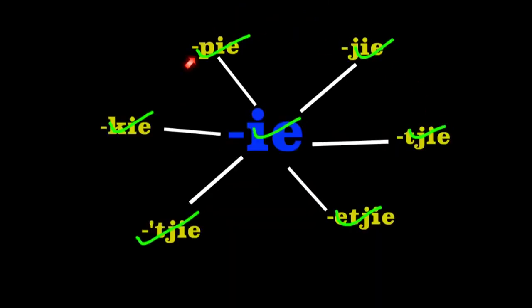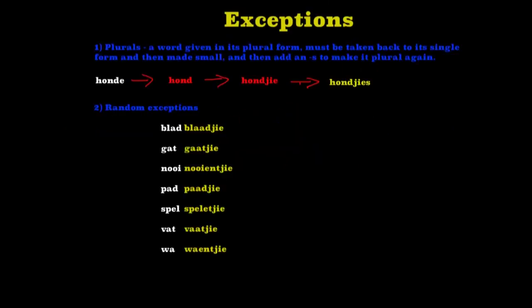So now we've covered all of the versions of IE that can be added to a word to make it small. That of course brings us to all the exceptions. And the first exception, the important one, is plurals. If a word is given to you in its plural form and you're asked to make it a diminutive, you have to first take it back to its singular form and then make the singular form small and then add an S to it following Meervoud rules to make it a plural again.